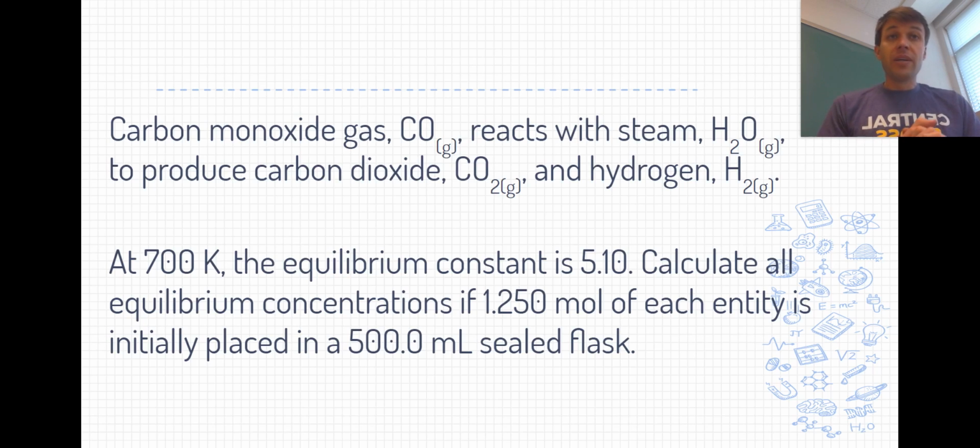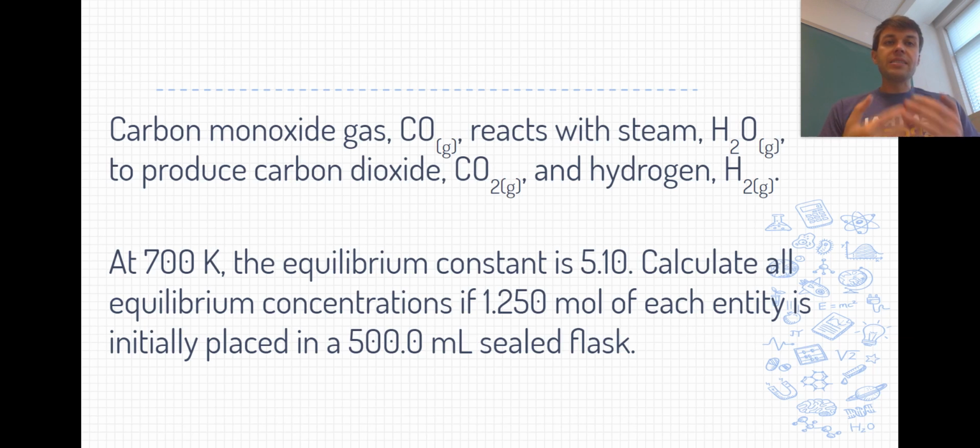In this example, we are looking at the reaction between carbon monoxide and water vapor, and the reaction which produces carbon dioxide and hydrogen gas. In this question, we're given the equilibrium constant at a specific temperature, 700 Kelvin, and we're asked to find all the equilibrium concentrations if we place a certain quantity in a sealed flask.